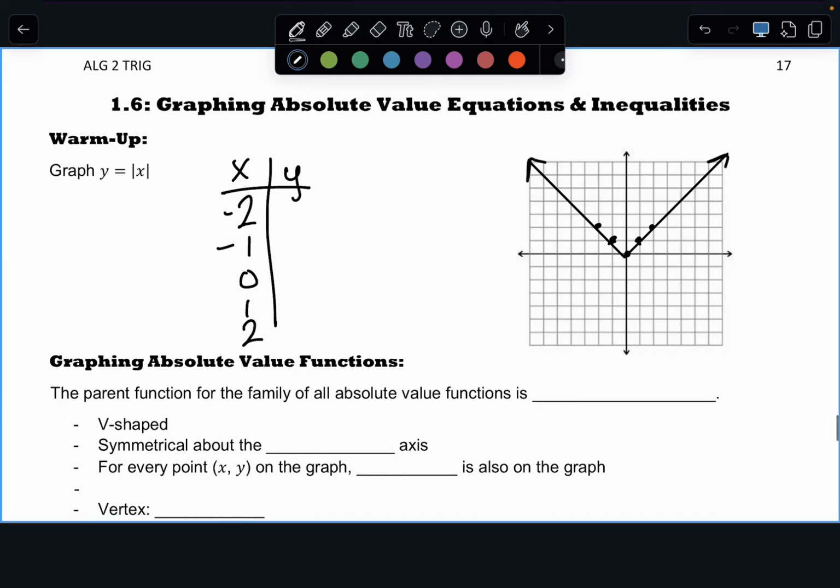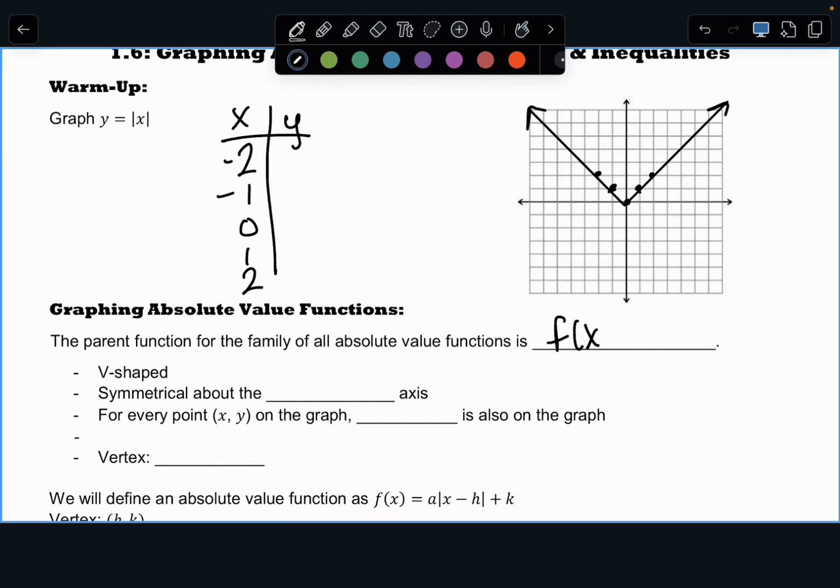We call this function f of x equals the absolute value of x. We call that the parent function for the family of absolute value functions. It is the most basic, simple form of an absolute value function you can have. We're not doing anything besides taking the absolute value. And we'll talk about parent functions a lot. We'll always start off with a basic, simple function, and then we'll change some things to it.